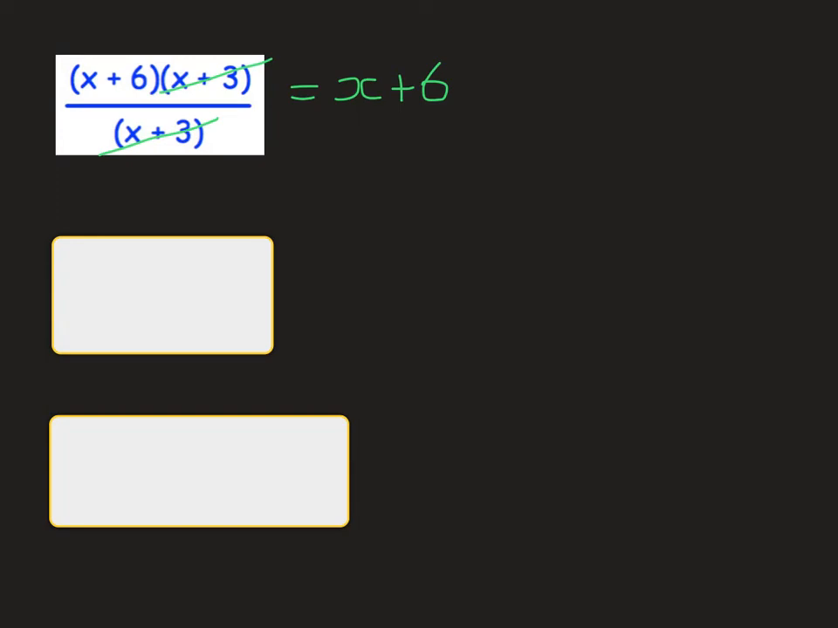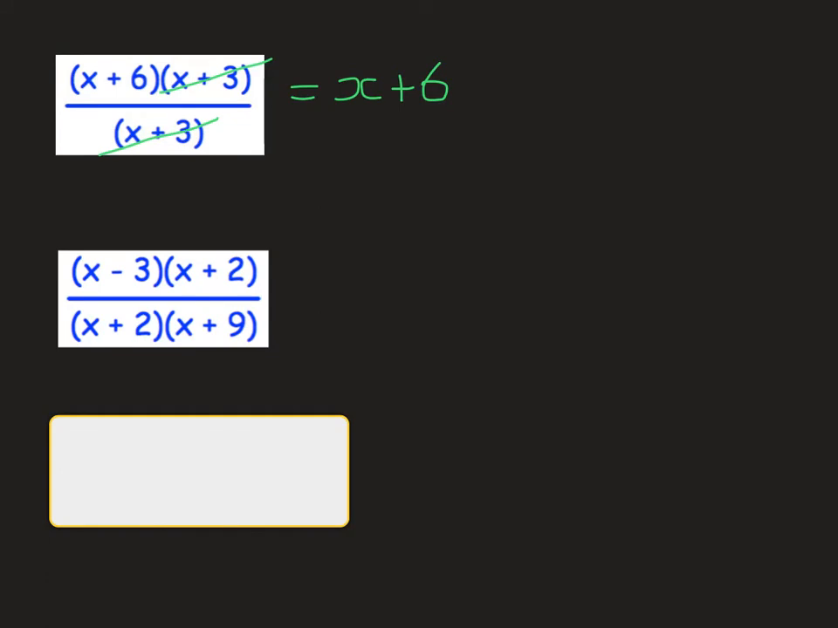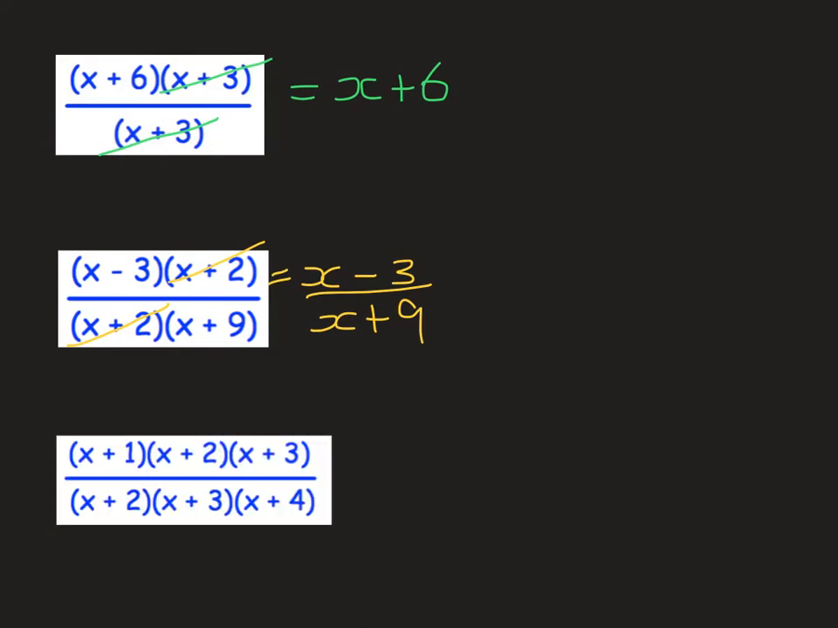How about this next one? So what do you think that will cancel down to be? Well, the x plus 2 cancels on the top and the bottom, and you're just left with x minus 3 on the top and x plus 3 on the bottom. And I can get rid of the brackets there because I've got rid of any multiplication that's going on. And finally, this one, have a go.